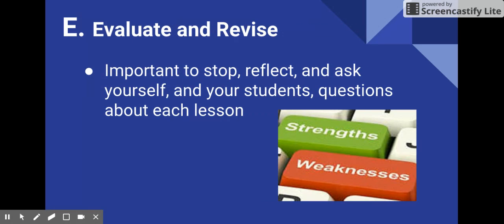Evaluate and revise. This is one of the most important steps, but it's often overlooked. Did your lesson meet the learning objectives that you planned? Can this lesson be improved? Was your choice of media and materials a good one? Is it possible that other technologies, media, and materials would have done a better job?